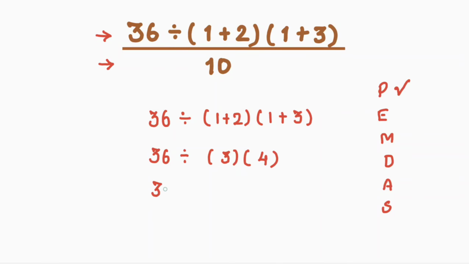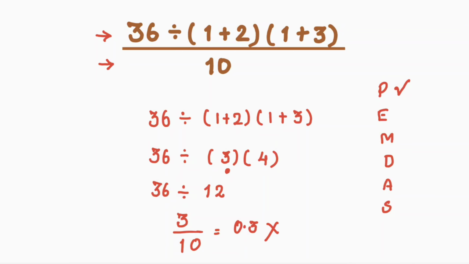Now a common mistake I've seen everyone doing is multiply this 3 and 4, then divide it by 36 and they write 3 in numerator and denominator they take this 10 and give their answer as 0.3. And that's the mistake everyone should avoid.